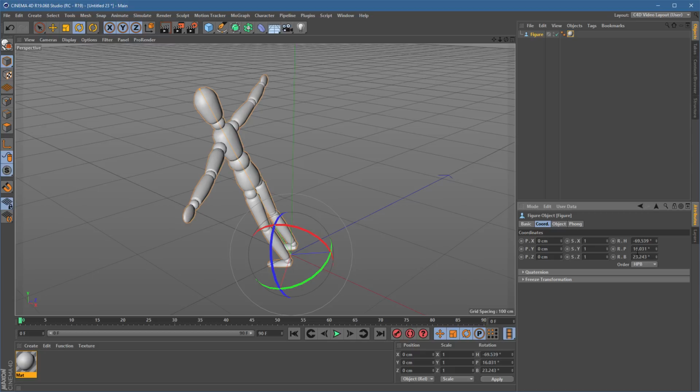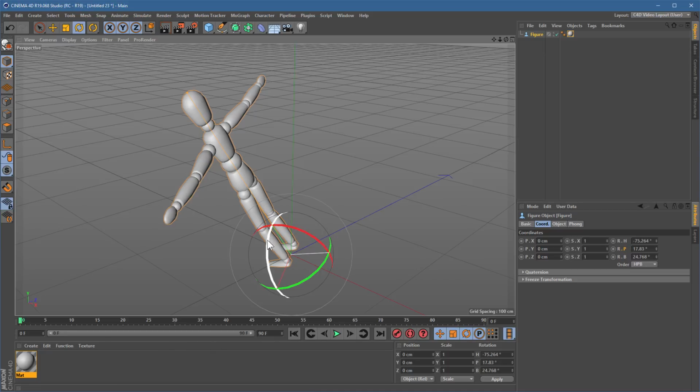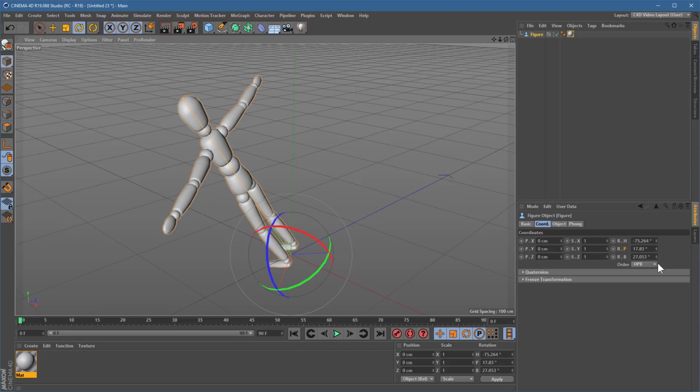Which, by the way, just in case you're not aware of what these are, HPB: heading, pitch, banking. Think of it like an aircraft. There's the compass direction, the heading. There's pitch, whether it's leaning forwards or leaning back, diving or climbing. And then there's banking, whether you're tilting left or right as you go around a corner. Because I've rotated this guy's heading, made him lean forwards, and tilted him to the side, he has all of these HPB values.